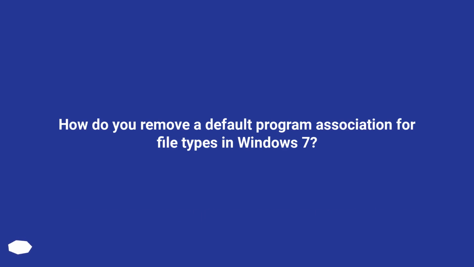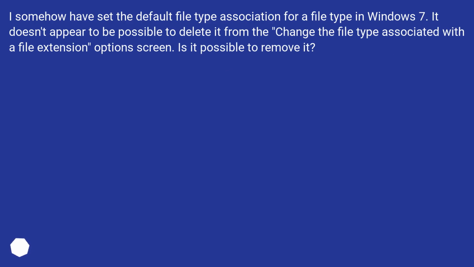How do you remove a default program association for file types in Windows 7? I somehow have set the default file type association for a file type in Windows 7. It doesn't appear to be possible to delete it from the "Change the File Type Associated with a File Extension" option screen. Is it possible to remove it?